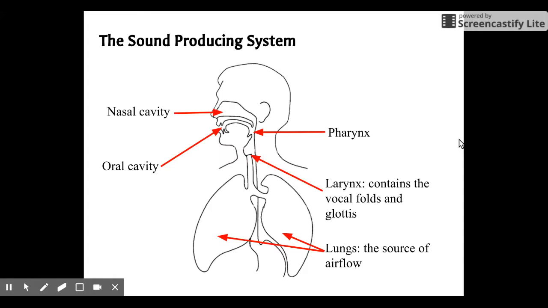Now let's take a look at the sound producing system. We can look at this picture. We have a man looking in this direction. We have his eyes, his nose, his mouth here. All you need to know is the names of the different organs. So we have the lungs, which are the source of airflow, and the larynx, which contains the vocal folds and glottis. We are going to take a close look at the larynx later. And then we have the pharynx, the nasal cavity, and the oral cavity.